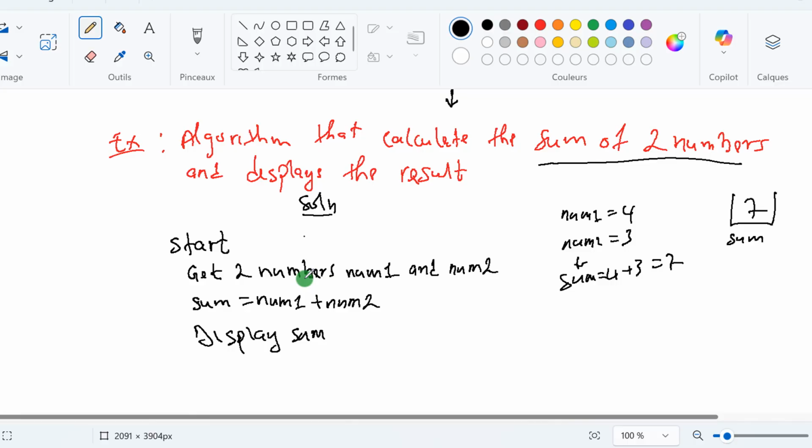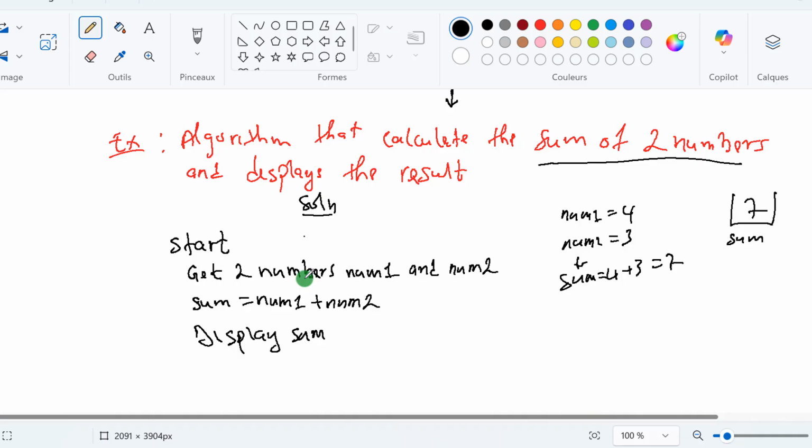You are displaying the content of sum, because sometimes I also see students making funny mistakes. A student will say sum equals num1 plus num2, and then say display result. How can you say display result? Result is a variable that exists. No, if you want to display result, don't write sum here, write result equals num1 plus num2. That's why people make that mistake, because you don't even have the notion of variable in mind.